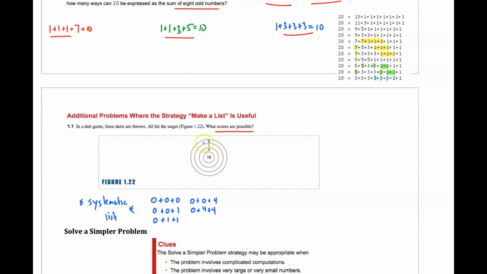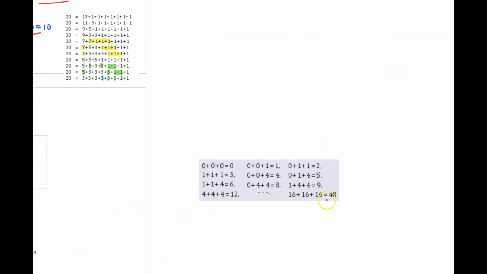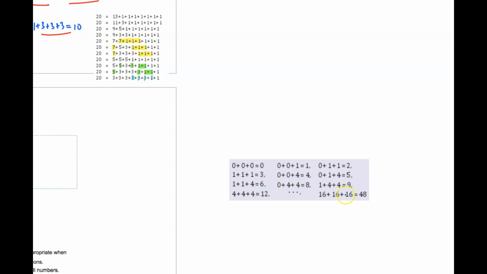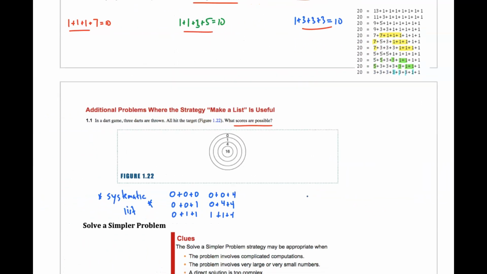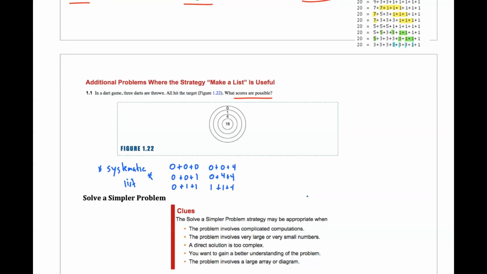That could be another possible score, 1, 1, and 4. But this is not an exhaustive list, meaning there's still more. Here is the answer to that, where you can see all the different point totals, but using a list to do that is important there.